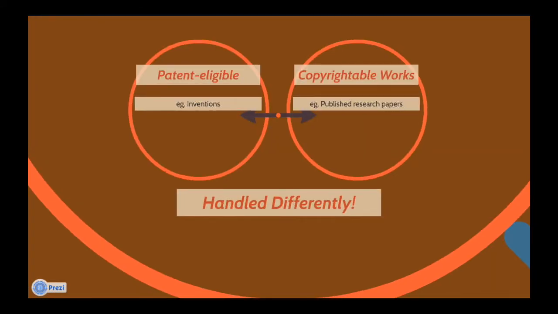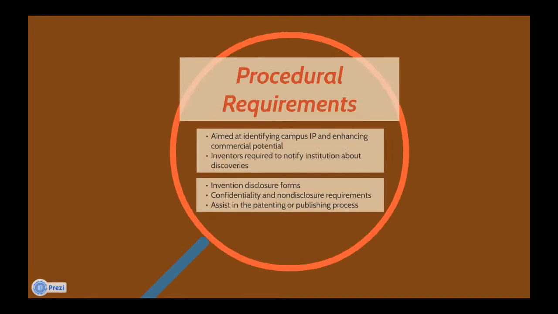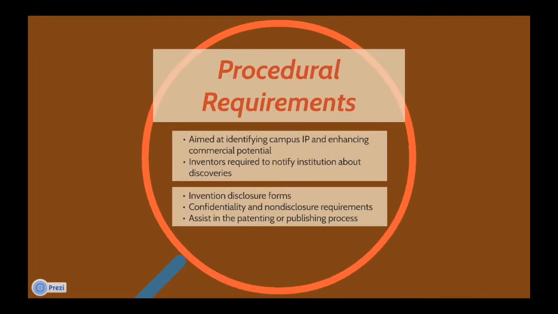Policies also frequently handle the ownership of patent-eligible subject matter, for example inventions, differently than copyrightable works of authorship, such as published research papers. Institutions also impose a number of procedural requirements on community members aimed at identifying campus IP and enhancing its commercial potential. For example, inventors of a technology developed using sufficient campus resources are typically required to submit invention disclosure forms notifying the institution that an invention has been discovered.